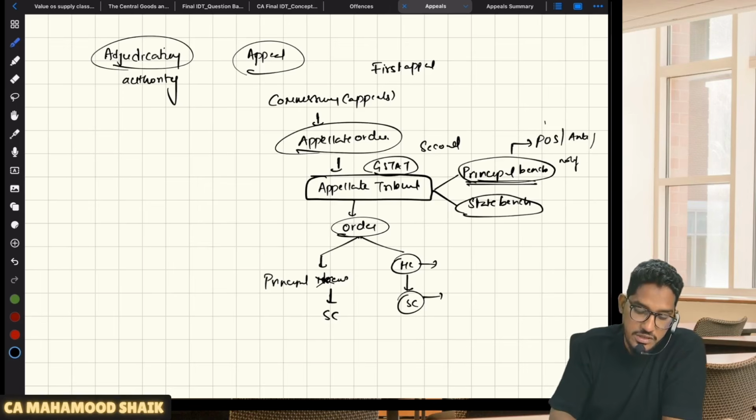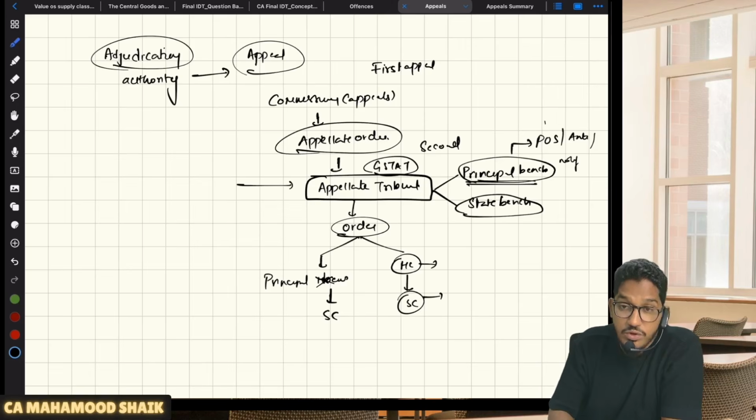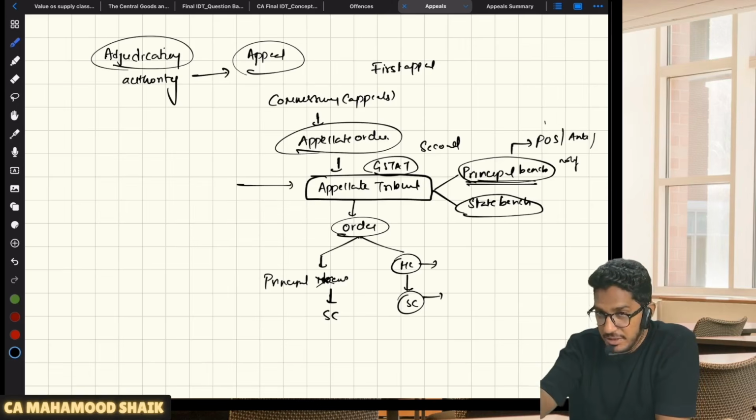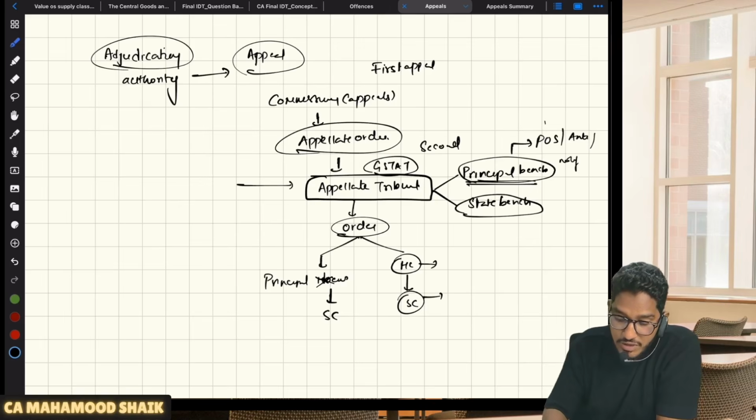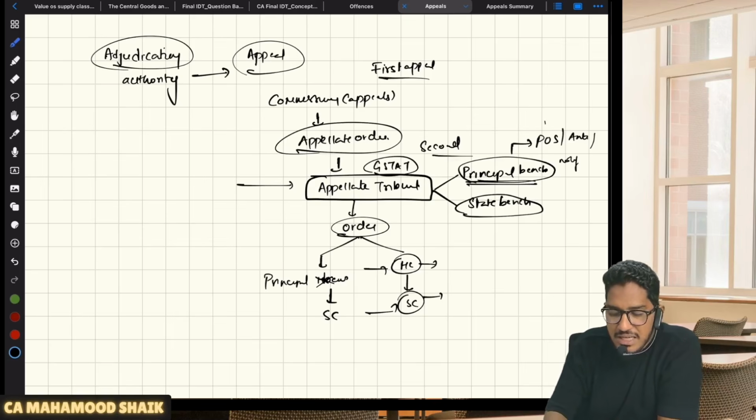Now what we are going to see is the process you are required to follow if you want to make an appeal to the appellate authority. What is the process to follow if you want to make a second appeal to the GST Appellate Tribunal? And when can you go for High Court, when can you go for Supreme Court, and what formalities are there? We are going to mainly talk about first appeal and second appeal only.